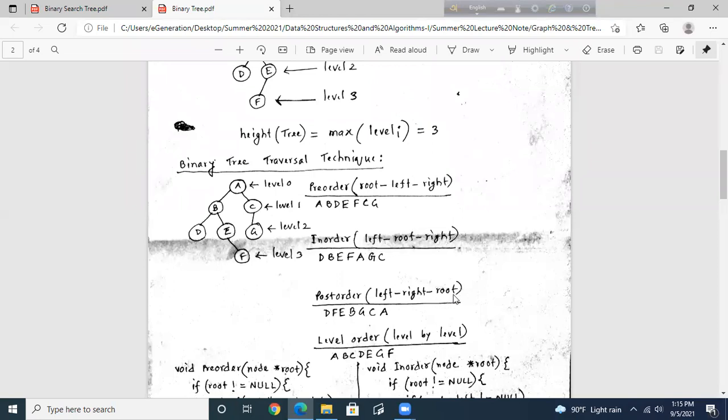How can you remember the algorithm of pre-order, in-order, post-order, and level order? Remember it this way: since I have a root, in pre-order the root is at first, in in-order the root is in the middle, and in post-order the root is in the last. And always left should come before right. So in pre-order: root, left, right. In in-order: left, root, right. In post-order: left, right, root.